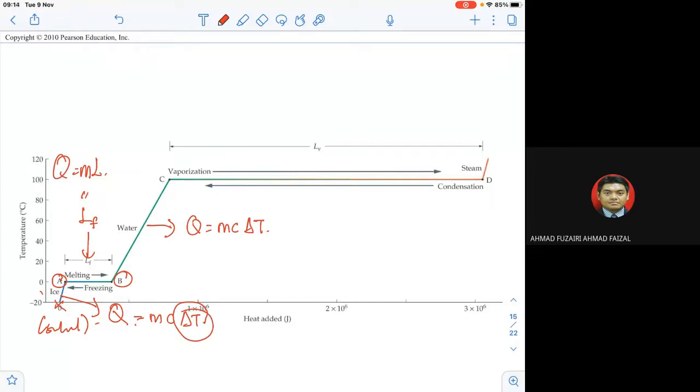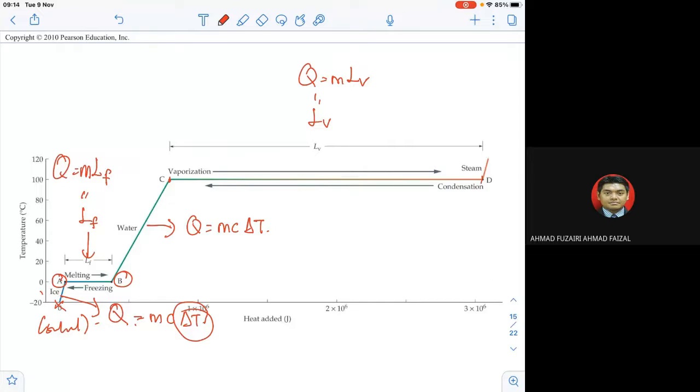And then from point C to point D is where we use the latent heat of vaporization, which means we want to convert it from liquid phase to gas phase. So again, Q equals ml. But this one is mLf, and this one is mLv.